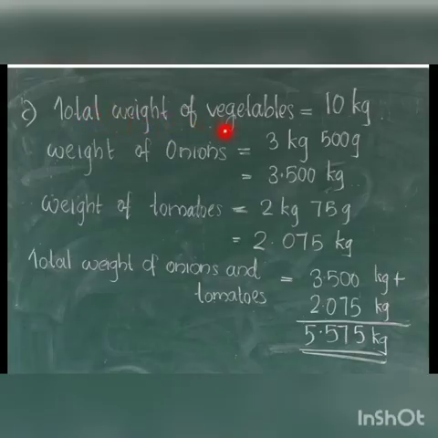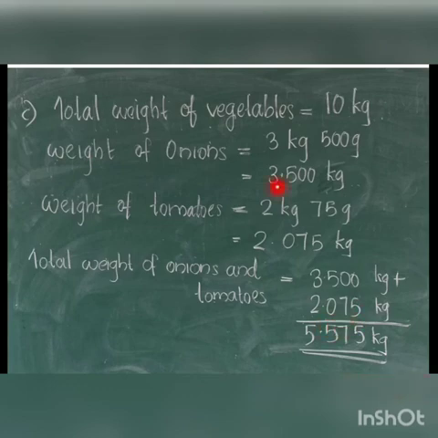Total weight of vegetables given is 10 kg. Now what is the weight of onions? 3 kg 500 gram. Converting to kg, 3.500. Now the weight of tomatoes, 2 kg 75 gram, that is 2.075 kilogram. Now the total weight of onions and tomatoes. The weight of onion and tomato is given, so we are finding the total of that too. We got 5.575 kg, that is 3.500 plus 2.075.